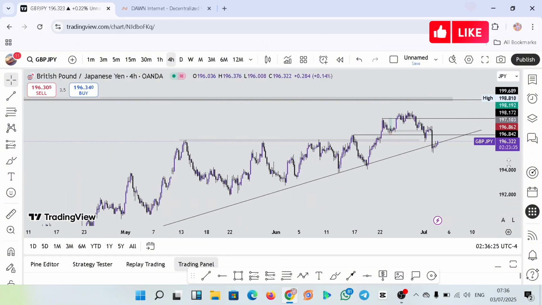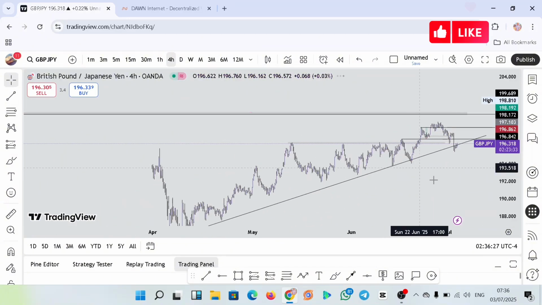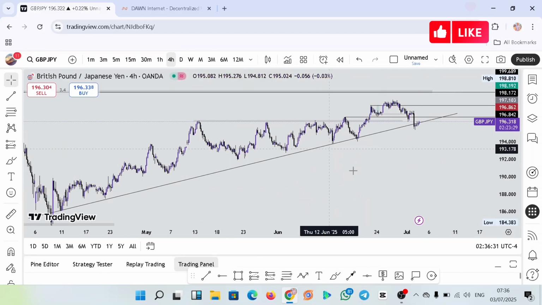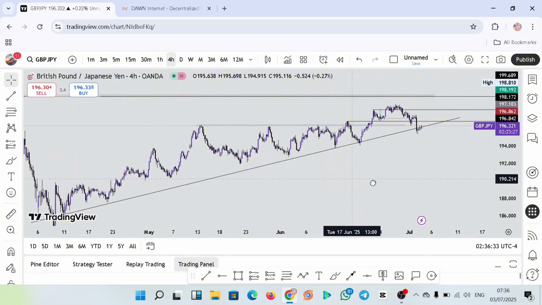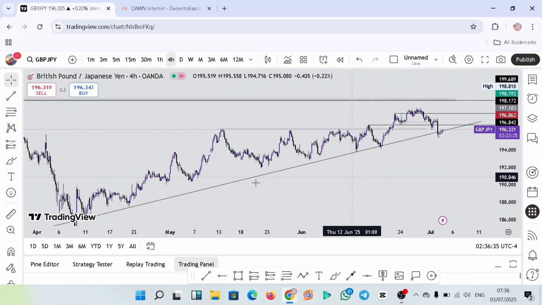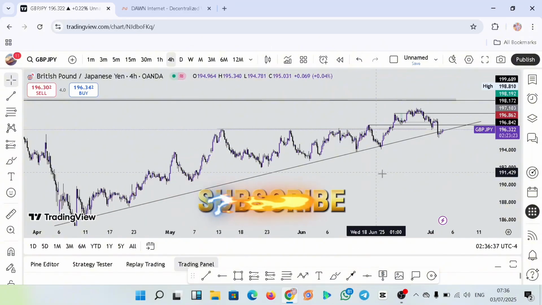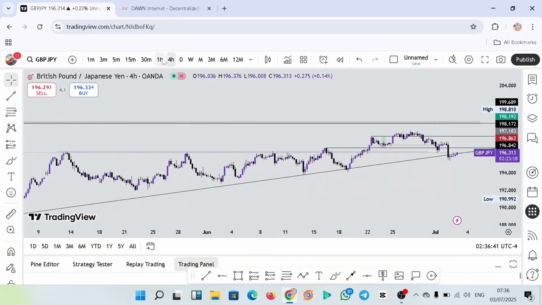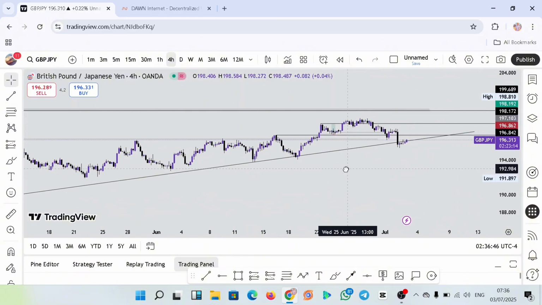Pay very close attention. This is the 4 hour time frame right now. As you can see, the move GBP JPY is making is a buying trend, an uptrend, which you can see from this angle on the 4 hour time frame.